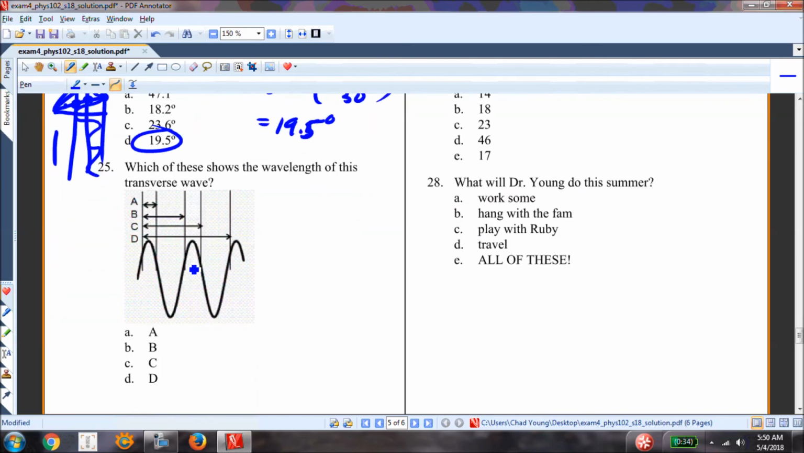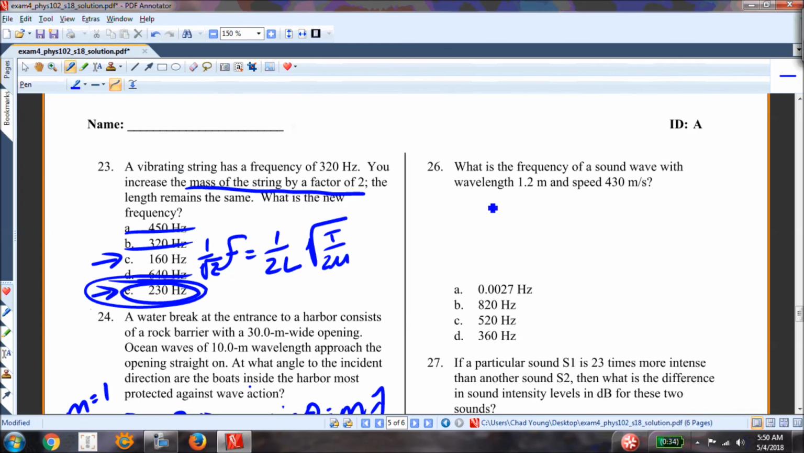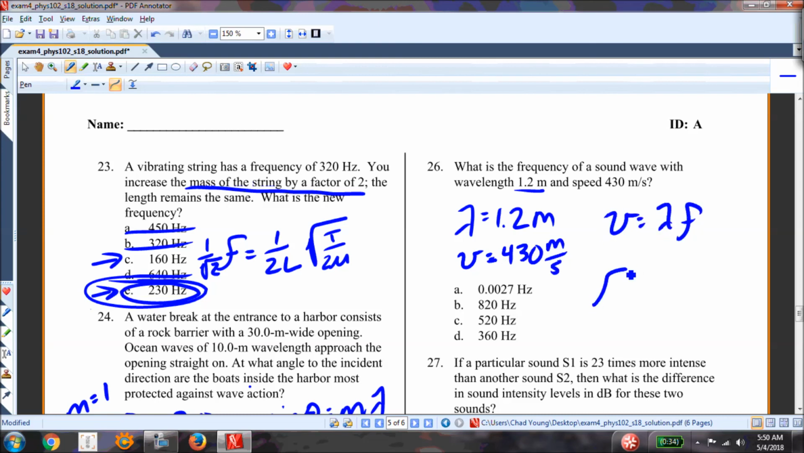Okay, which of these shows the wavelength of a transverse wave? Well, I'm starting here. The wavelength goes to there. That is B. What is the frequency of a sound wave? Well, wavelength is 1.2 meters. The speed is 430. Speed is equal to wavelength times frequency. So frequency is v over lambda, 430 over 1.2. It's 360.